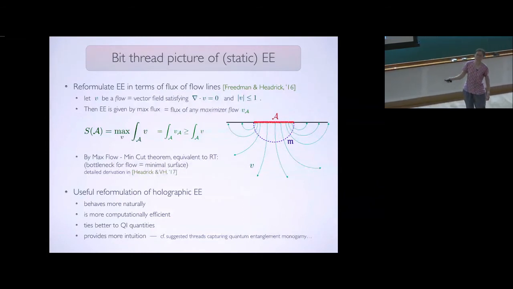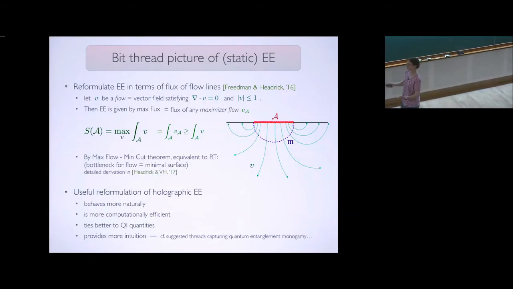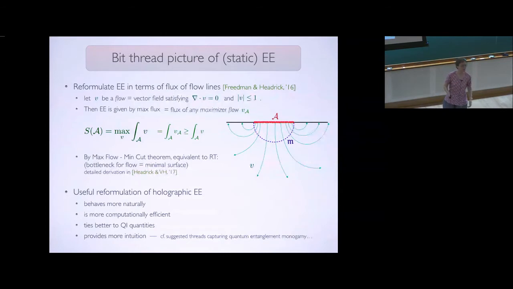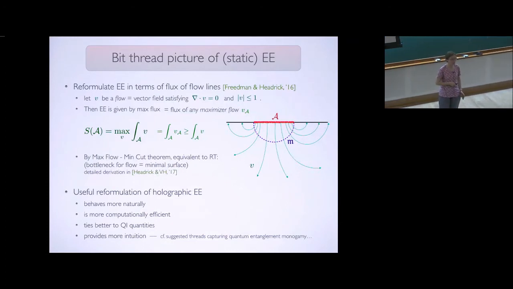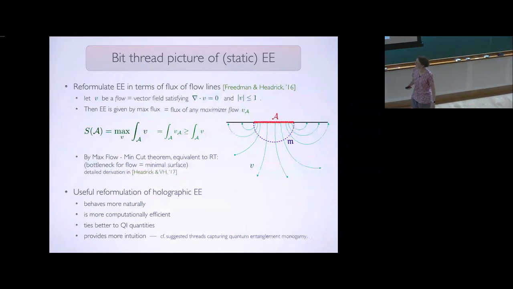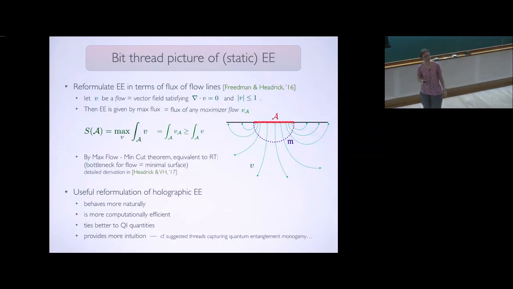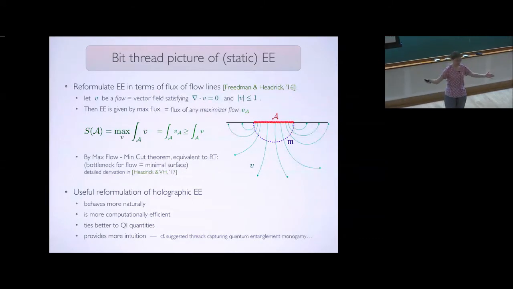It's also computationally more efficient if you utilize the toolkit of this program. It ties much better to the quantum information theoretic quantities, and so it provides much more intuition. In fact, these threads that I mentioned capture the monogamy of entanglement, subject to the realization that the thread configuration we're talking about here is predicated not just on the quantum state of the system, but on the specification of a given region. You change the region, you have to change the vector flow.